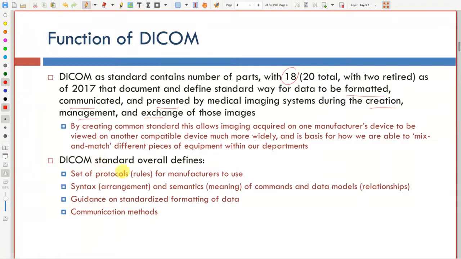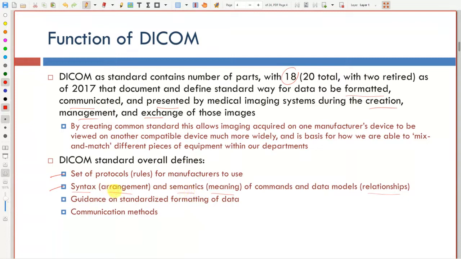So as a whole, the DICOM standard defines a set of protocols or rules for manufacturers to use: how to create the images, how to store the images, and what kind of information you include with the images. And this is very important. You have syntax, which is the arrangement of how to do that; semantics, the meaning of each one of these pieces of information and commands; and data models and relations, meaning the relationships between the different things that you put in the DICOM format. So basically you have a certain way of arranging your data inside the DICOM file, and certain information that has certain meaning.